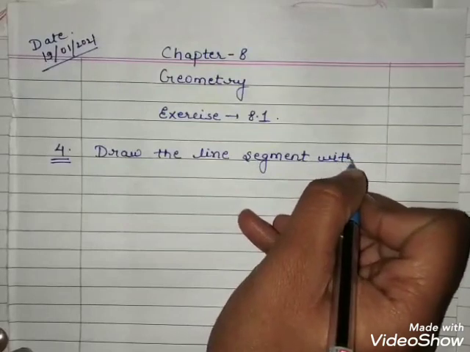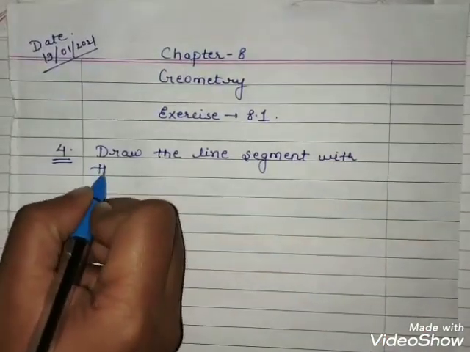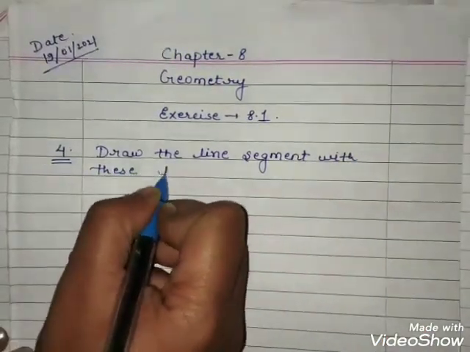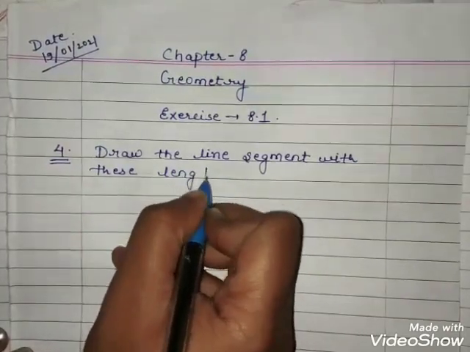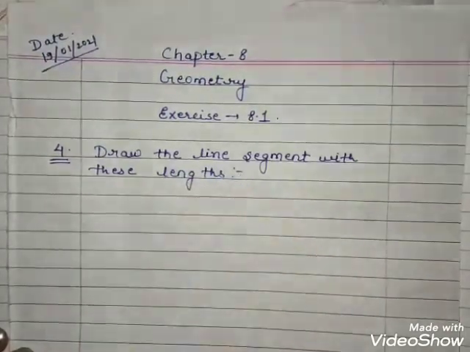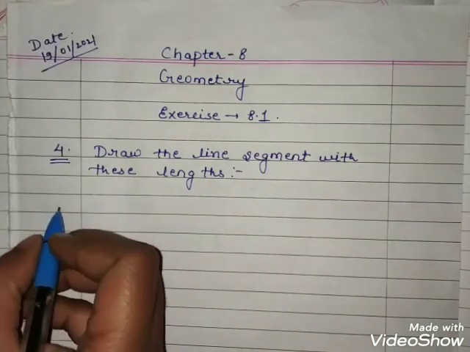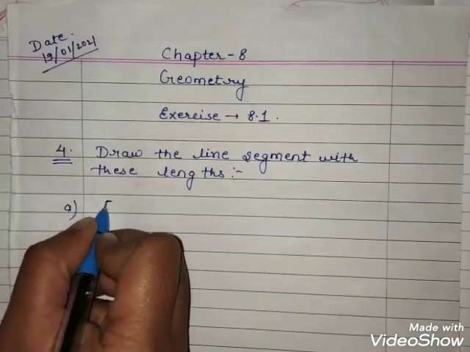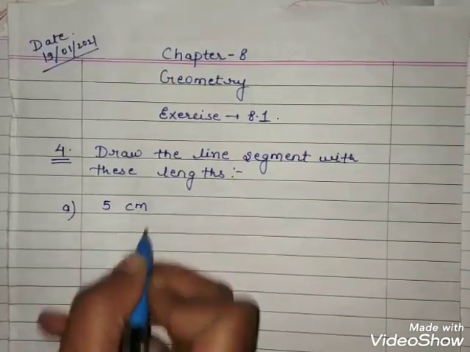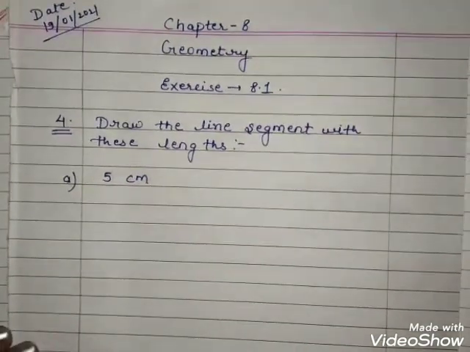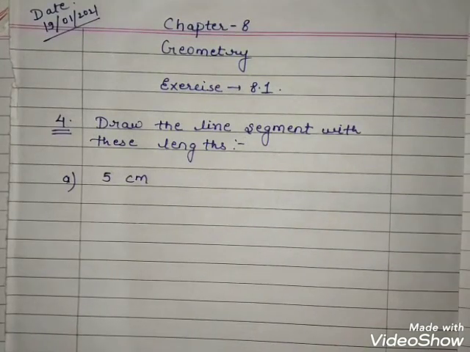Okay, so first we will write down the heading, that is, draw the line segment with this length. The rest of the question we have done in the book and we do not need to write in the notebook. Here, the first question, question A, is 5 centimeters. So we need to draw one line segment of length 5 centimeters.